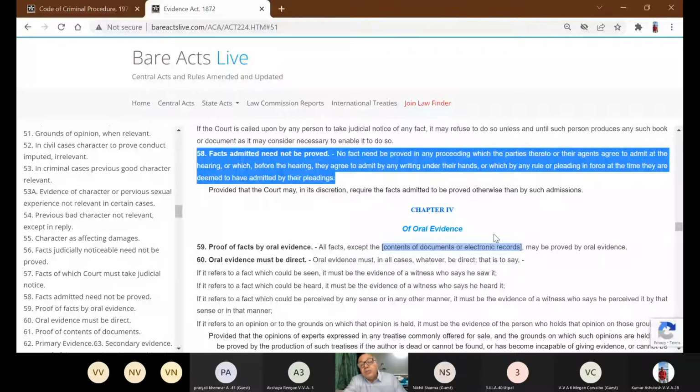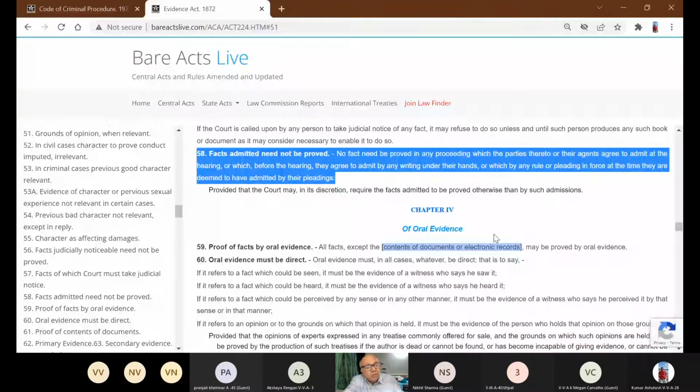Facts admitted need not be proved. No fact need be proved in any proceeding, be it civil or criminal, which the parties or their agents agree to admit at the hearing, or which before the hearing they agree to admit in writing, or which by their pleadings they are deemed to have admitted, provided that the court may, in its discretion, require the fact admitted to be proved otherwise than by such admission.